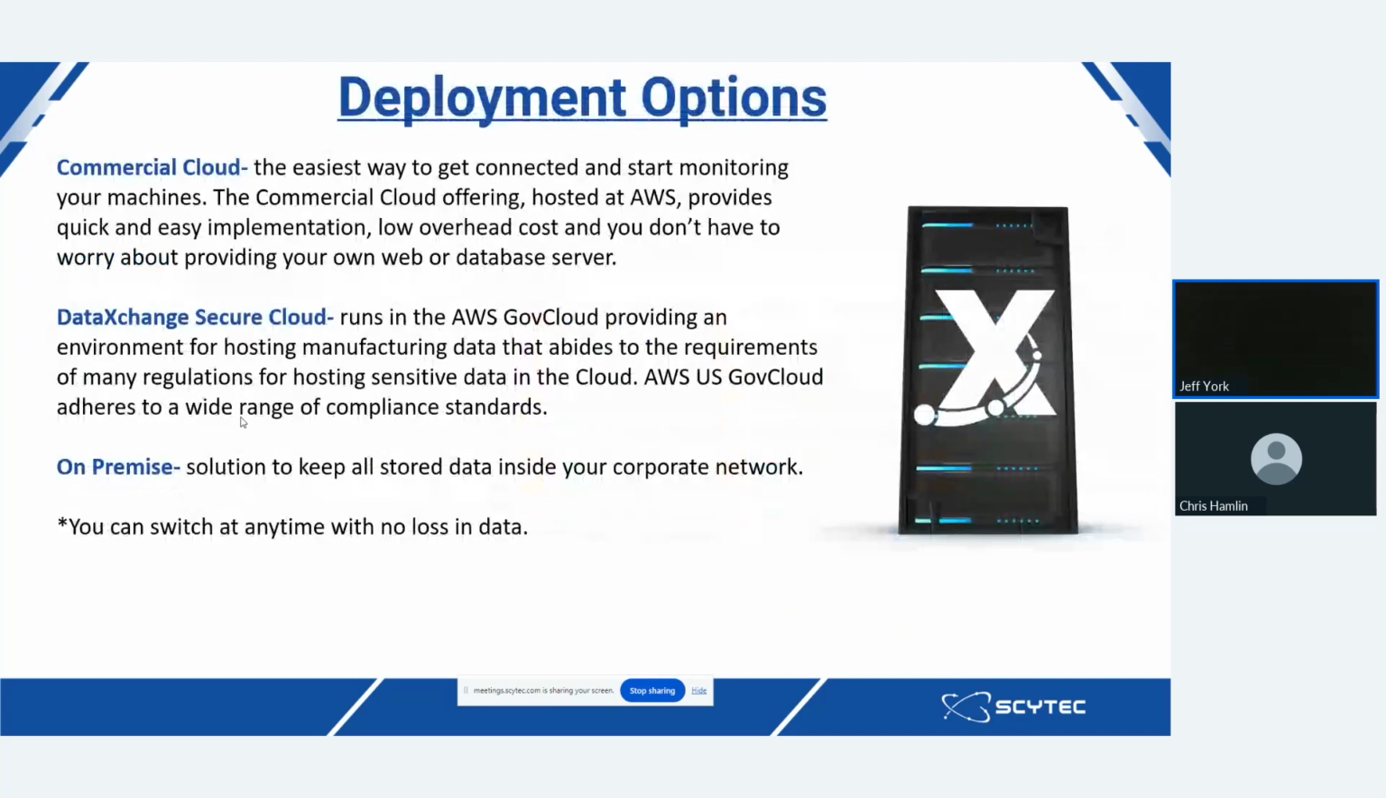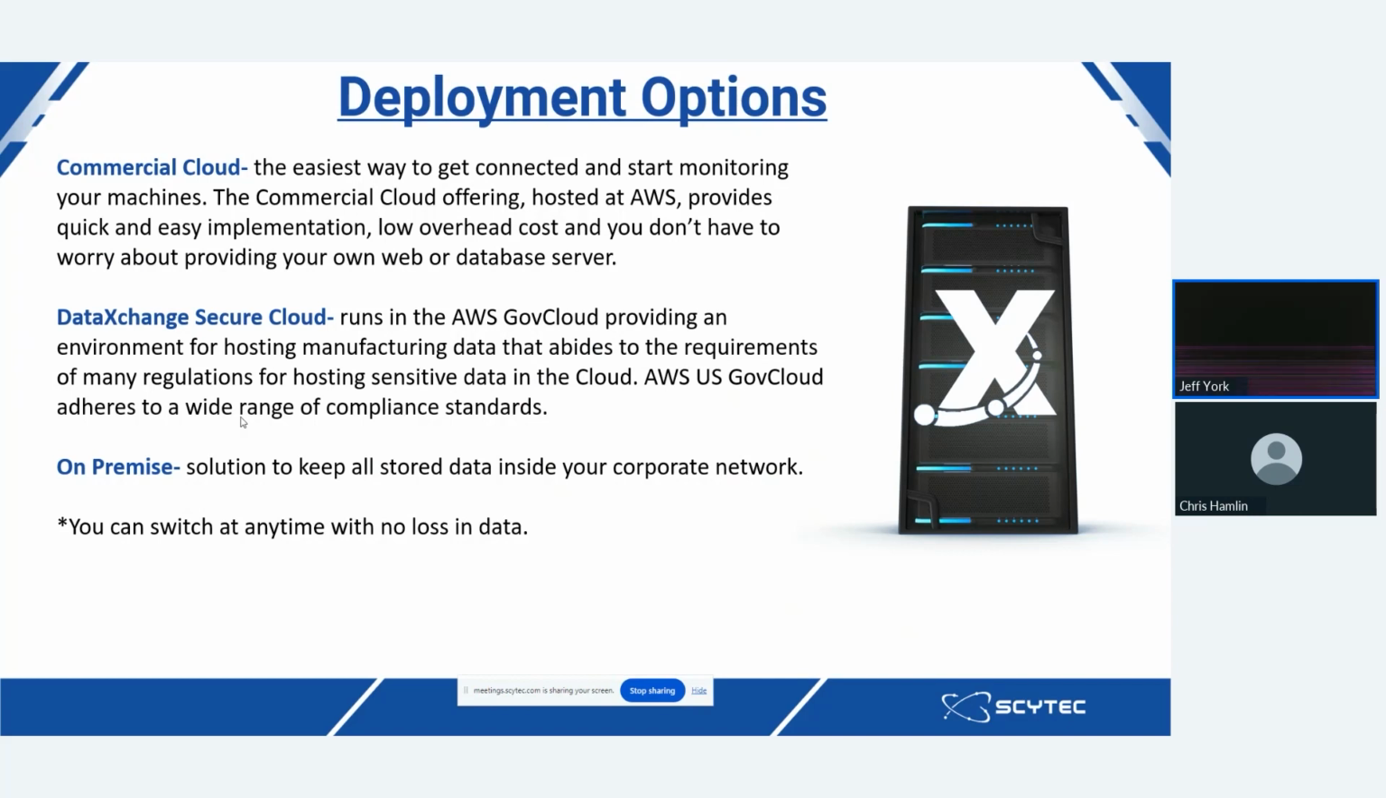Finally, I'm also going to discuss our deployment options. This is how we set up data display and where your information is stored. So the most popular is our commercial cloud, and that is the easiest way to get connected and start monitoring your machines. The commercial cloud offering is hosted by Amazon Web Services and provides quick and easy implementation, low overhead costs, and you don't have to worry about providing your own web or database server. We have clients that have been getting set up in anywhere from 10 minutes to about a half hour under the commercial cloud. It's a very easy setup process.